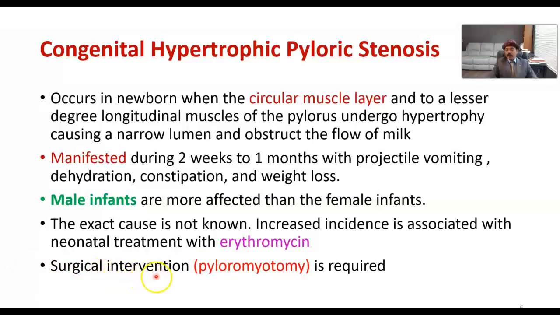Surgical intervention is the treatment, by pyloromyotomy. You just open the serosa, then split the muscle layer, but don't open the submucosa and mucosa, so that there will be space between the muscle. That will make the passage dilated enough to negotiate liquid food like milk or any other meal.